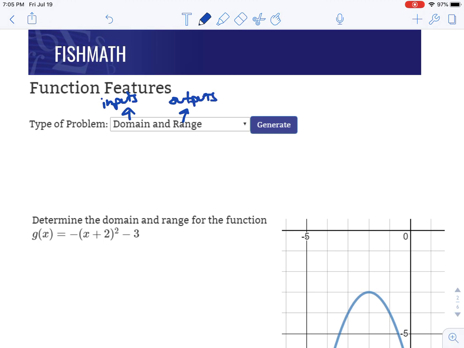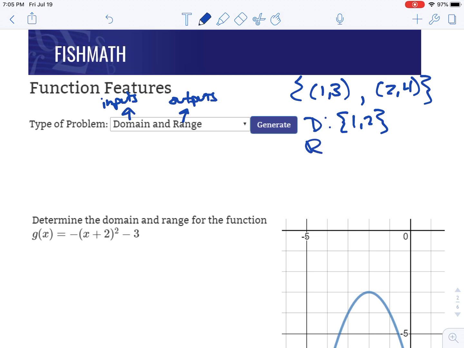So for a simple example, say like (1, 3) and (2, 4), say that's all our function was, then your domain would just be all the x's, 1 and 2, and your range would just be all the y's, 3 and 4. And that would be a very easy way to write the domain and range for a very small function of just 2 points.